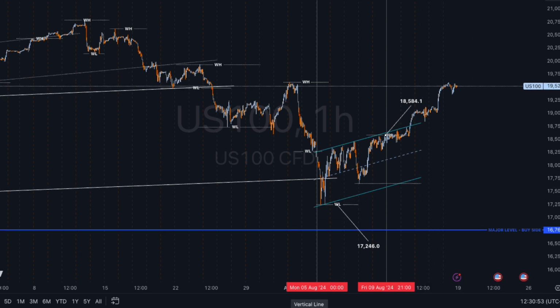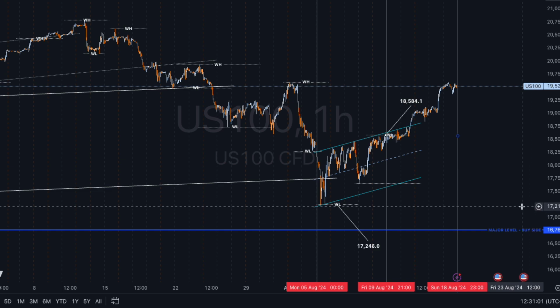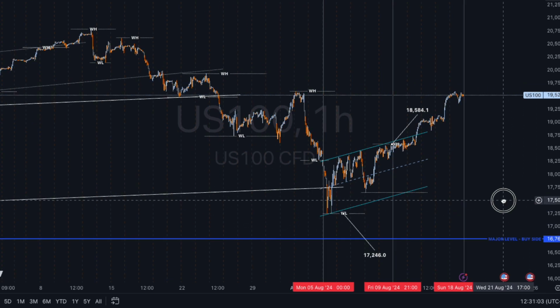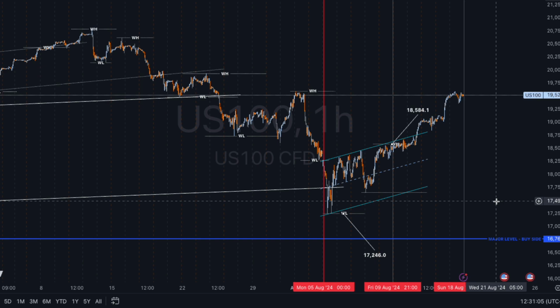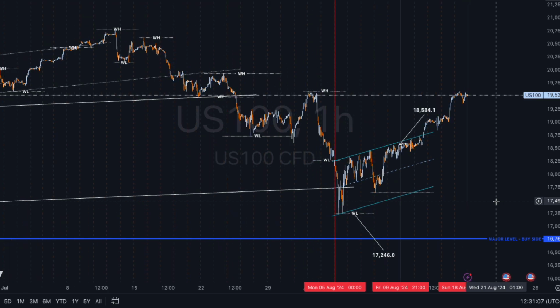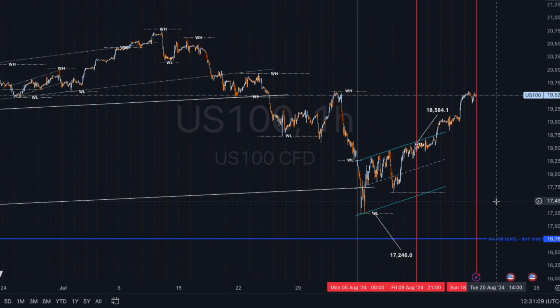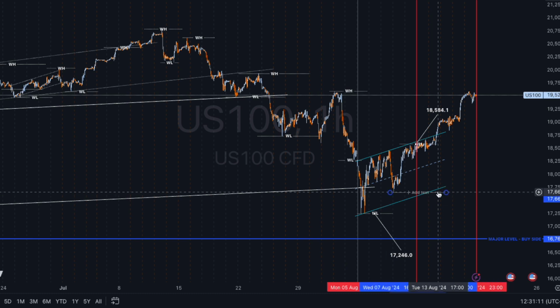Okay, so let me just bring in another vertical line, because market is going to be opening up in the next few hours, so around 11 p.m. today UK time, and we kind of need to have an idea as to what we need to be looking out for before anything takes place in regards to what market is going to do.